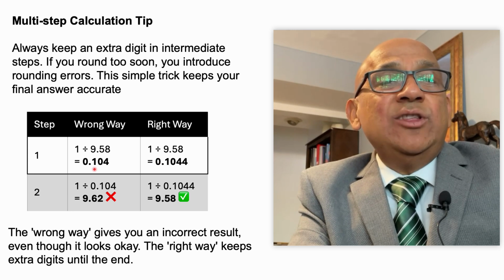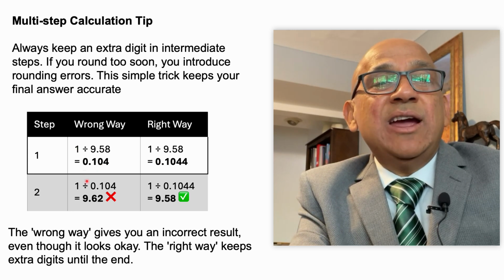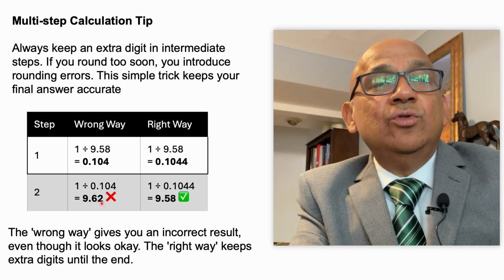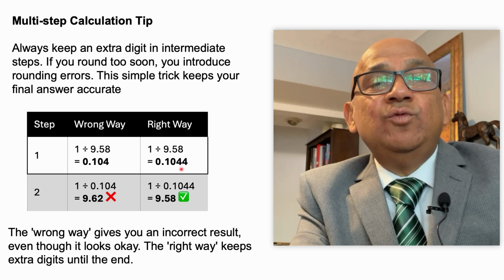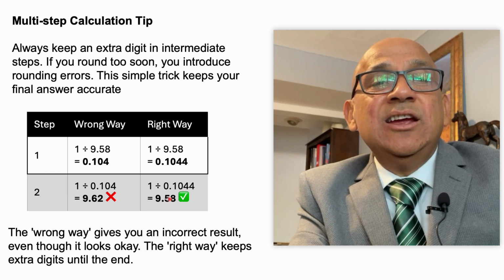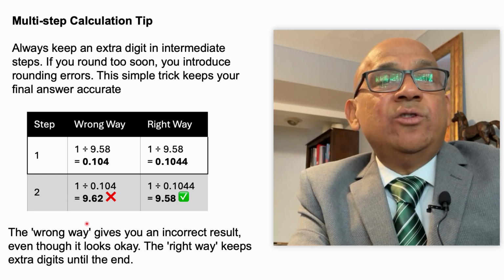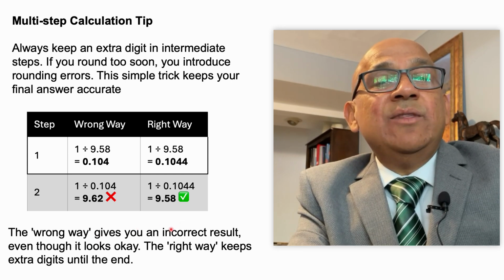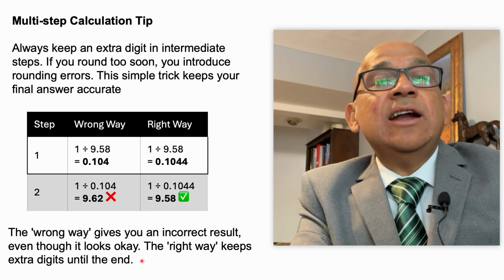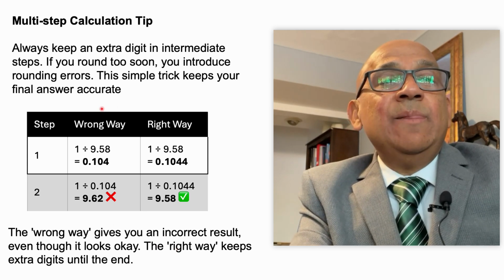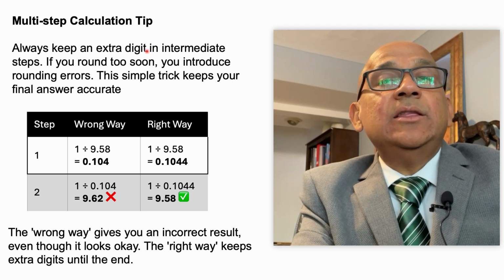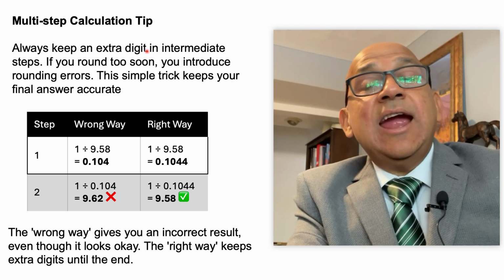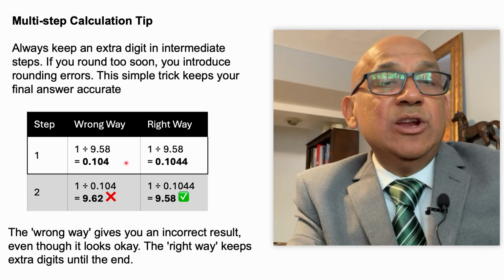Otherwise, suppose in the next step I just divide 1 by 0.104, then your answer will be 9.62, which is not the same as it was in the beginning. On the other hand, if you had used 1 digit extra and divided, it will be 9.58. The wrong way gives you an incorrect value, even though it looks okay. The right way keeps the extra digit until the end. So this is the right way of doing it: always keep an extra digit in the intermediate steps, and at the very end, you can round it completely.